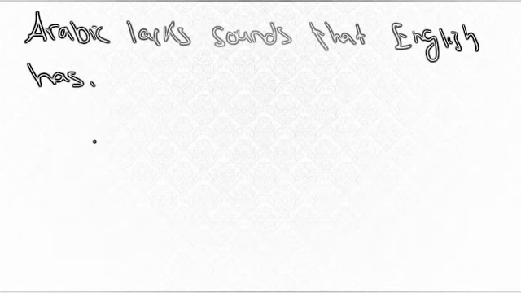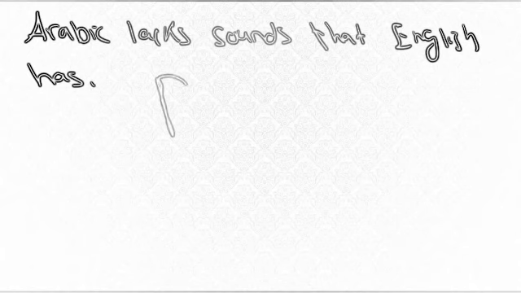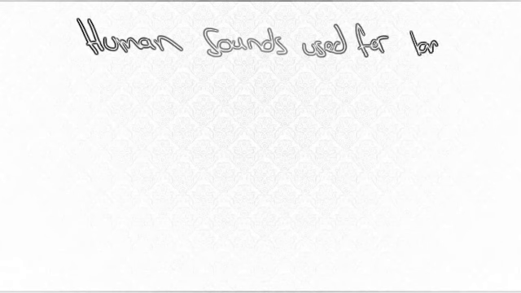Arabic lacks some sounds that English has. For example, Arabic does not have the sound P in its inventory of alphabetical letters. So really there is no one language that contains all of the possible human sounds used for a language.